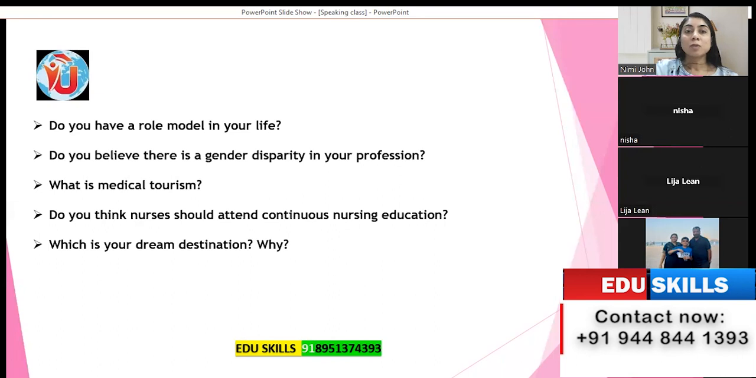What is medical tourism? This is a term we are hearing nowadays. In medical tourism, someone is traveling to another country, crossing the international border. Their primary aim is to seek medical treatment, so they are traveling to another country for medical treatment. So this is medical tourism.